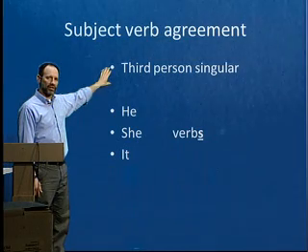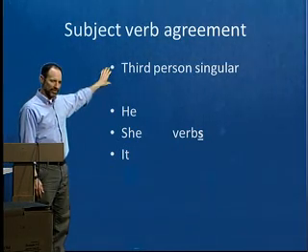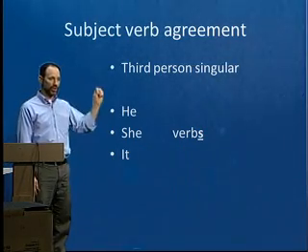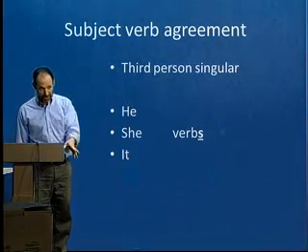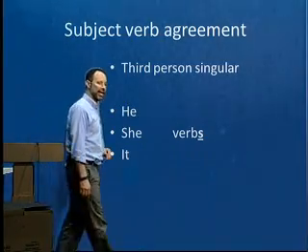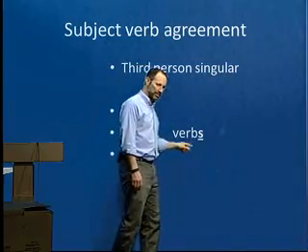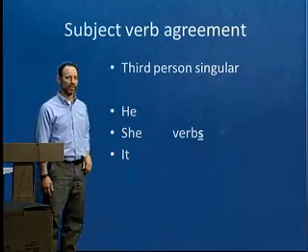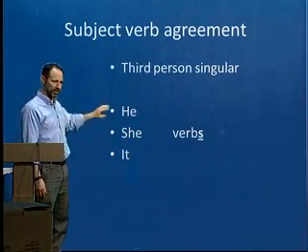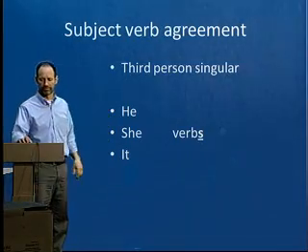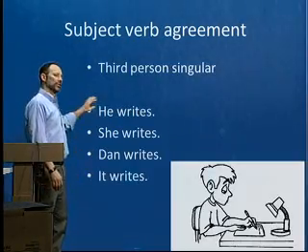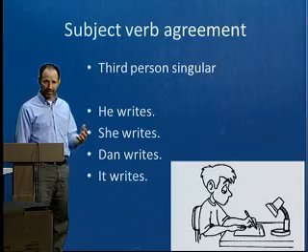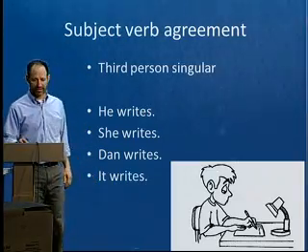However, whenever I use third person singular, that would be the subjects he, she, it, or one other person, or one other thing, then I need to add an S to the verb. So he plus verbs, she plus verbs. Okay, that's what we call third person singular, is he, she, or it. So for example, he writes, she writes, Dan writes, or it writes.